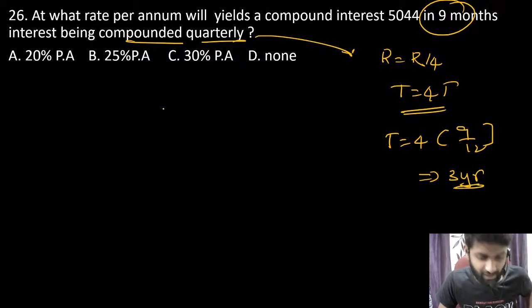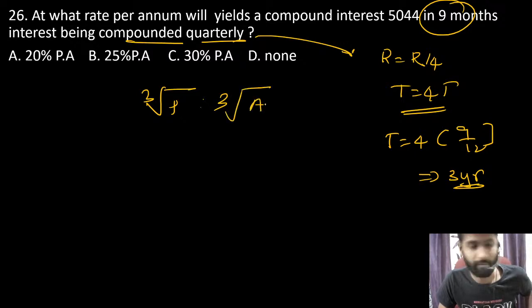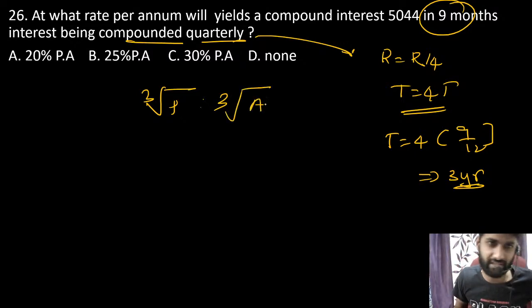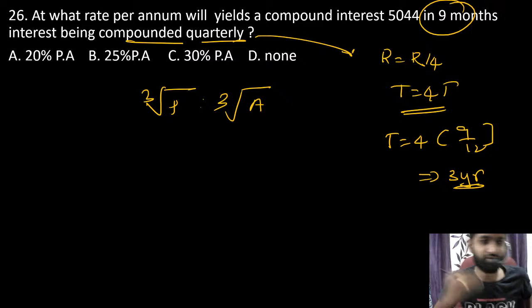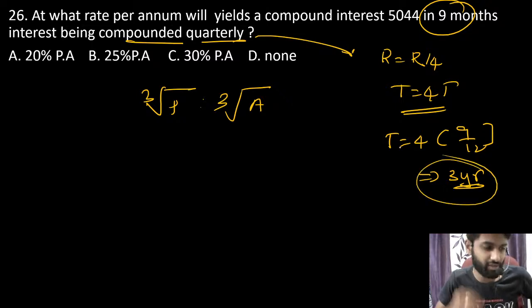So 3 periods means what is the formula? Cube root of principal to cube root of amount. The previous question was related to 2 years, that's why square root of P is to square root of A. This question is related to 3 periods, because it is compounded quarterly, so cube root of P is to cube root of A. Just calculate it first of all, see. And what is the rate of interest quarterly?